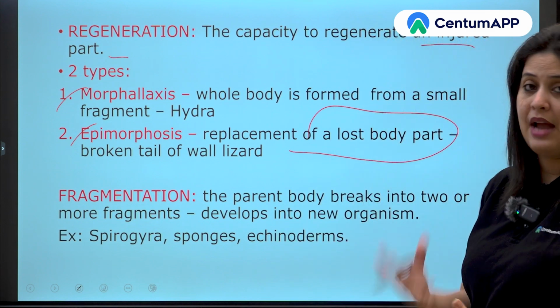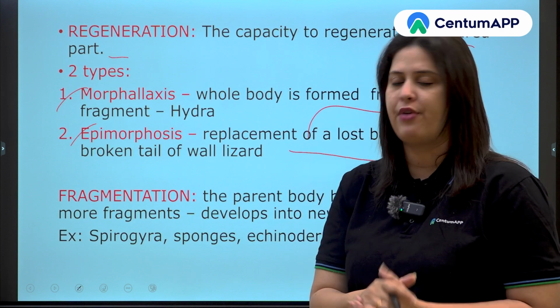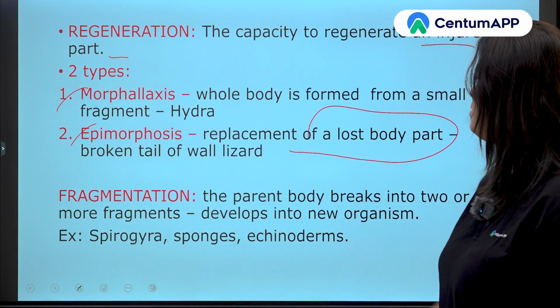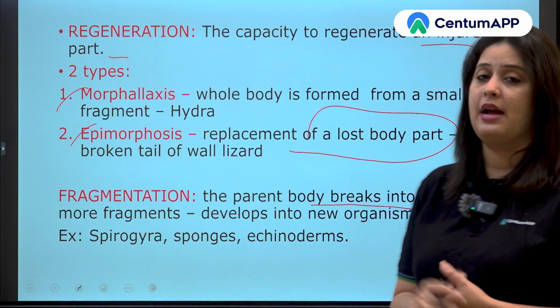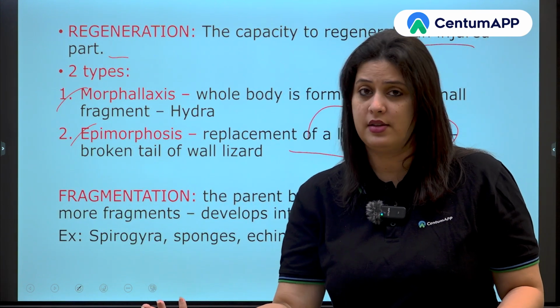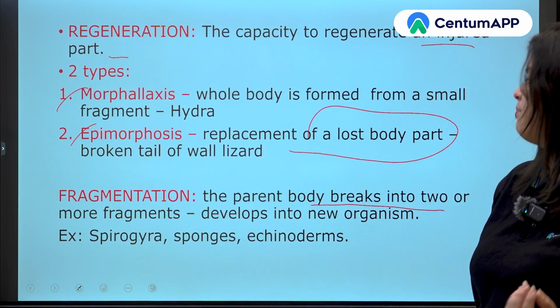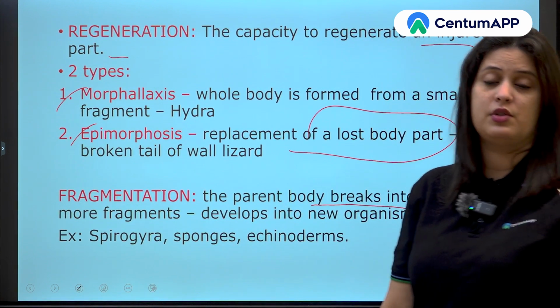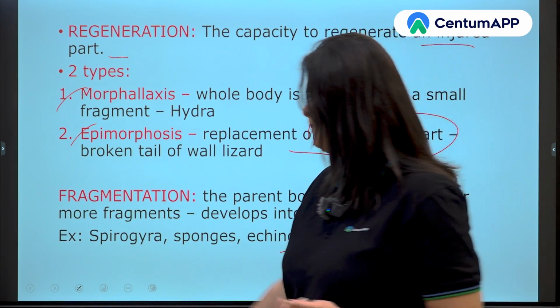Then you have fragmentation. You know what fragments are. In fragmentation, the parent body breaks into two or more fragments, and each of these fragments develops into a new parent, a new individual. Examples are Spirogyra, sponges, and echinoderms, which are starfish.